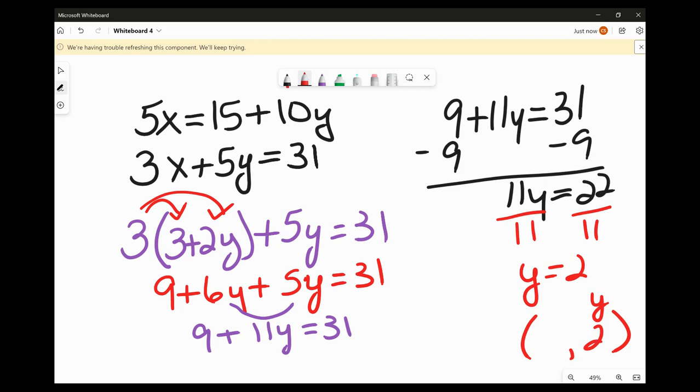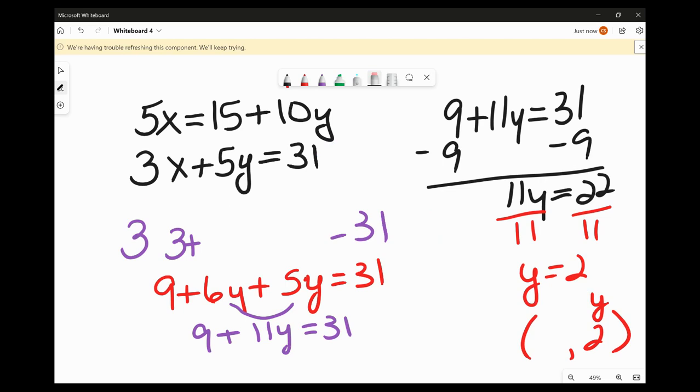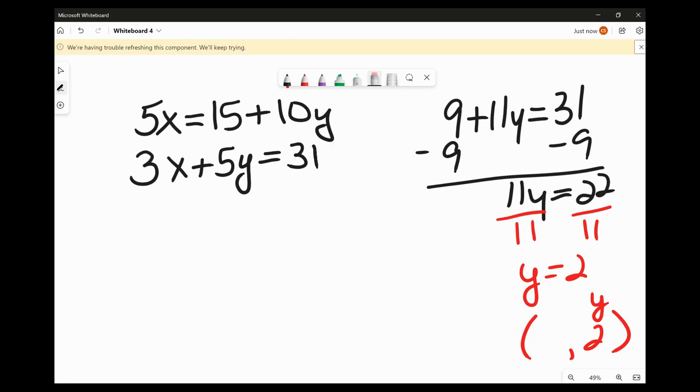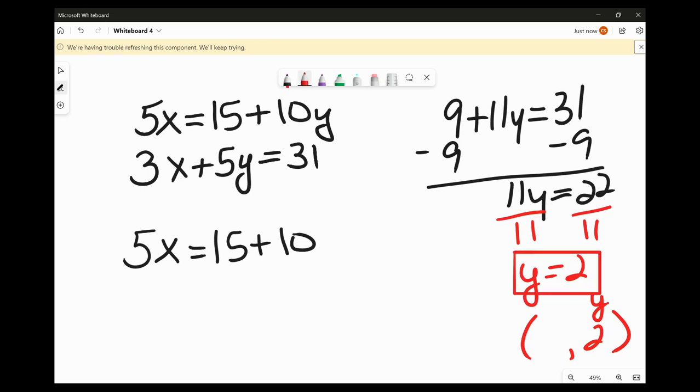Now I have to figure out the x. Since I know y equals 2, I can plug it in here, or I can plug it in here to figure out what the x value would be. So again, I'm going to do a little erasing just because I need a little room here. Let's plug the 2 into this one up here. So I have 5x equals 15 plus 10, and I know that y equals 2. So 10 is being multiplied by the y, so I'm going to multiply it by the 2. And then I'm going to just continue my math.